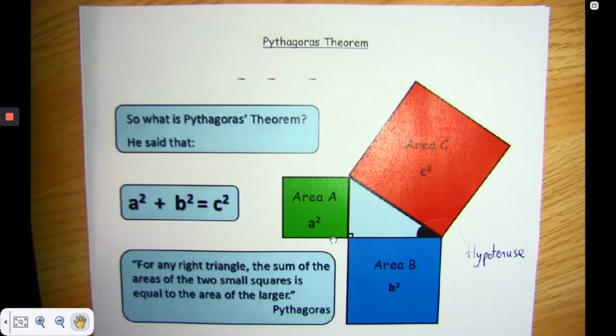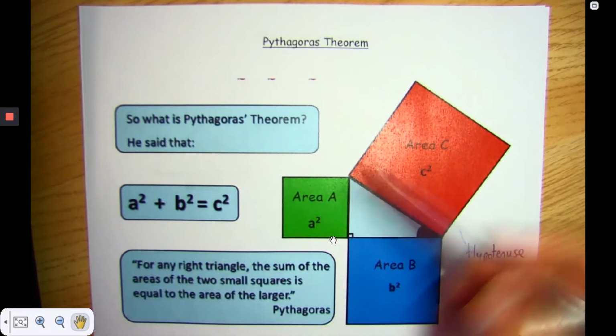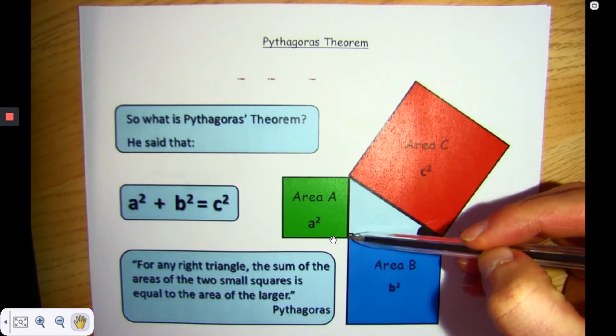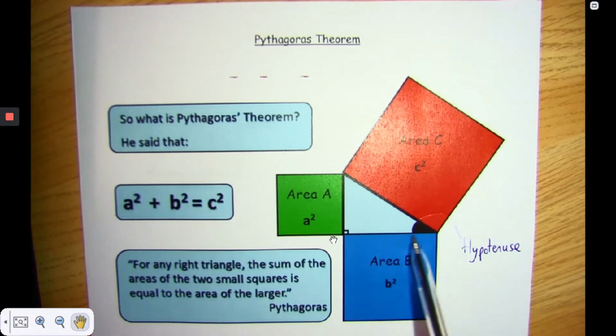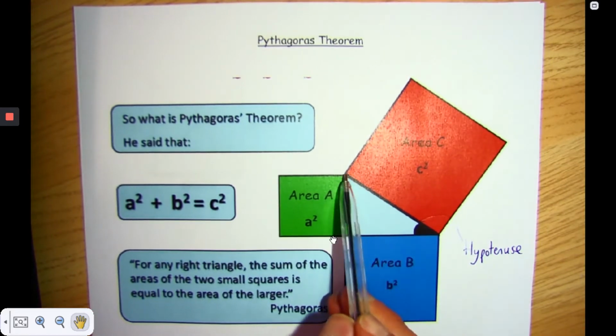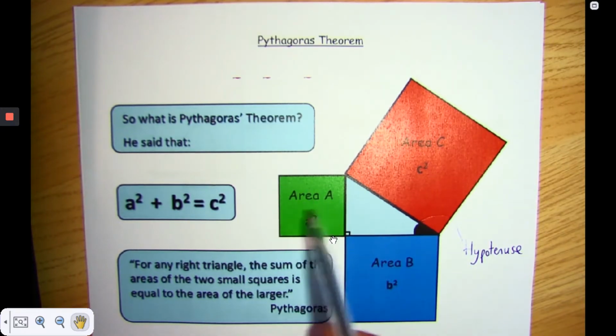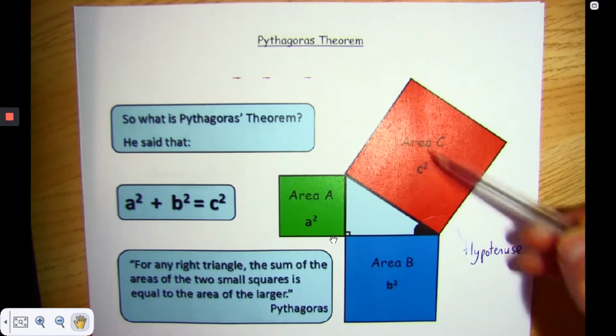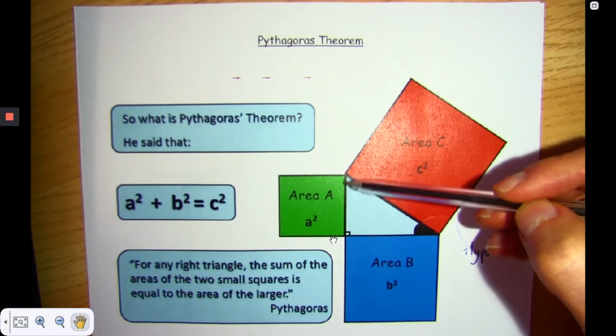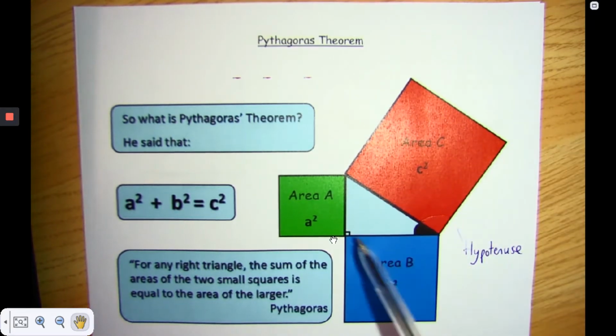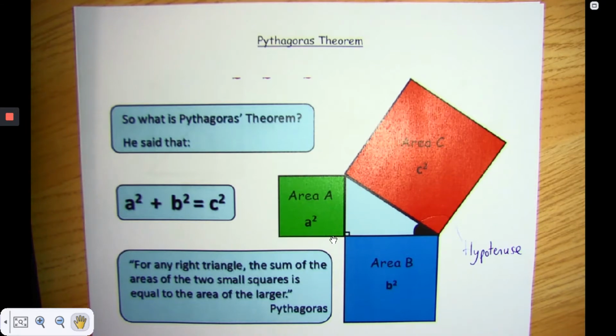So what this essentially means is the sum of the length of this side squared plus the length of this side squared is going to be equal to the length of this side squared. So essentially this area here added onto that area there is going to equal this area here. But we are looking at the lengths of the right angled triangle. And this is a quote from Pythagoras: for any right angled triangle, the sum of the areas of the two small squares is equal to the area of the larger.